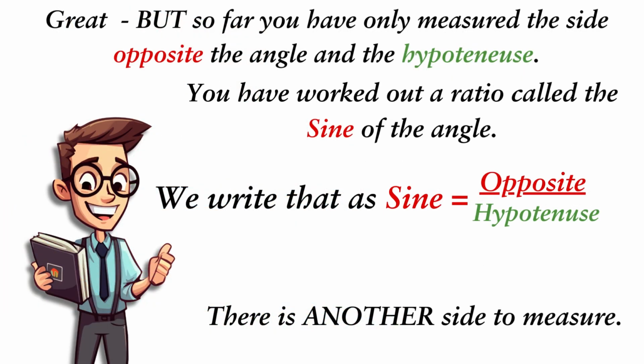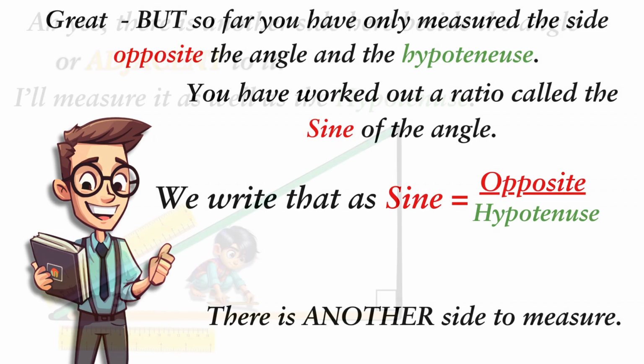Great. But so far you have only measured the side opposite the angle and the hypotenuse. You have worked out a ratio called the sine of the angle. We write that as sine equals opposite divided by hypotenuse. There is another side to measure.